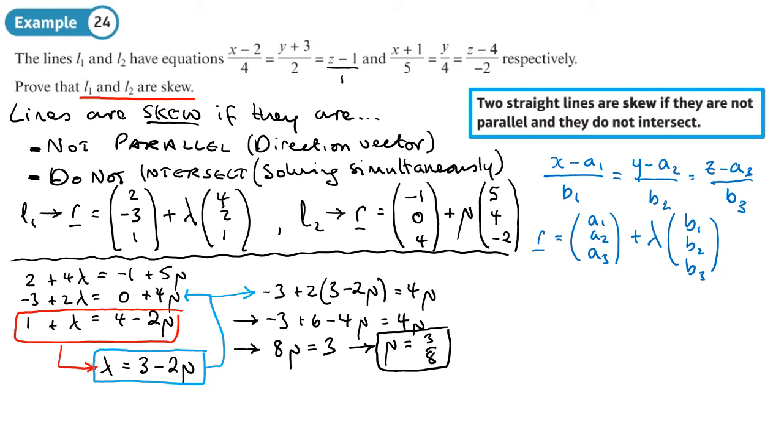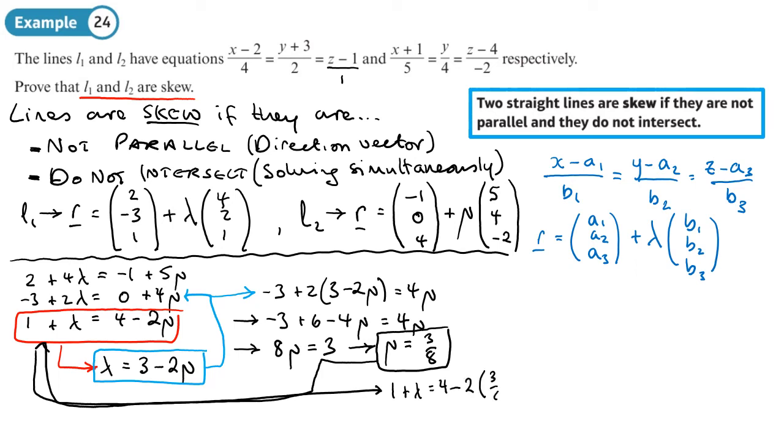If that goes into here, I can then use that to work out what lambda is. So 1 plus lambda equals 4 minus 2 mu. Mu is now 3 over 8. So that gives me a value of lambda of, let's do this on a calculator, that'll be 17 over 4.